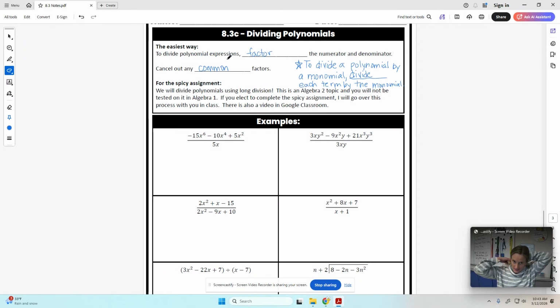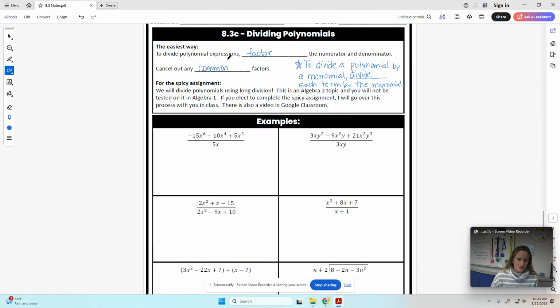If you decide to do the spicy assignment, that assignment does not approach division in either of these ways. That one actually uses long division. So if you decide that you want to do the spicy assignment, that is fine, but it is an Algebra 2 topic, and you're not going to be tested on that. So if that is something that you choose to do, you're going to have to do a little mini lesson with me first. I also posted another video in Google Classroom of another teacher going over it, but you have to have my approval either way. So nobody can do that unless you've practiced dividing the way that you're going to be tested this year first.